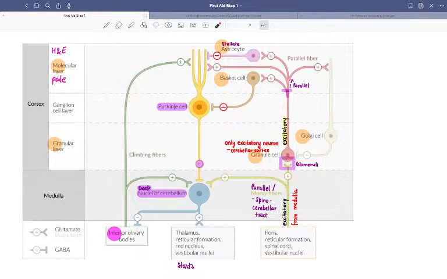So granule cells. Now what do granule cells do? In the cerebellar cortex, everything is inhibitory except granule cells. Granule cells are not inhibitory. Granule cells are excitatory because they give out the parallel fibers in the molecular layer, which stimulate stellate cells, which stimulate basket cells. Now stellate cells, what do they do, and basket cells, what do they do?